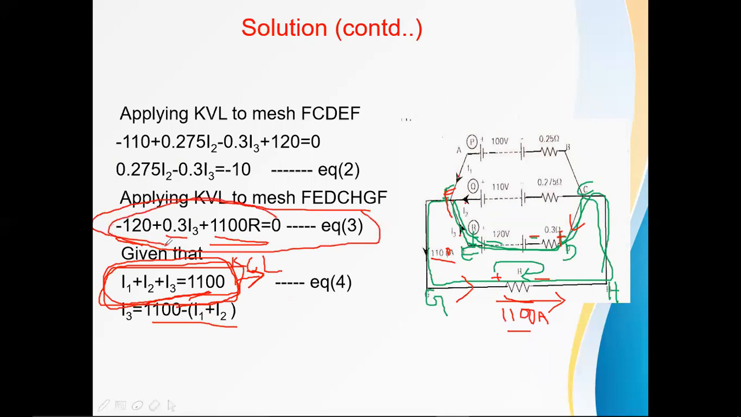For finding I1 and I2, this equation is not utilized. But for what purpose is this equation going to be utilized? For finding the resistance. How are you going to utilize this equation? I already know the value of I3. Just now we got I3 by subtracting I1 and I2 from 1100. If you substitute this I3 value here, all the values are known, and the only unknown value is R. After substituting all the known values, you will get the unknown value, that is the resistance.